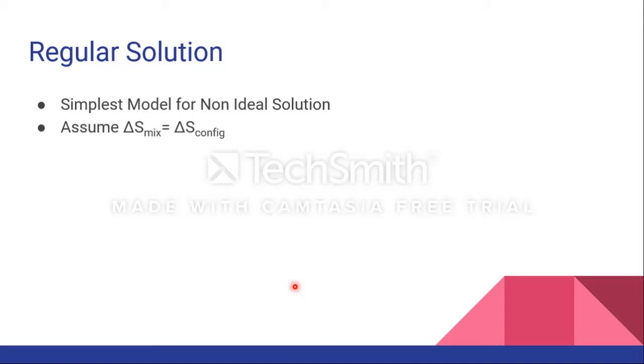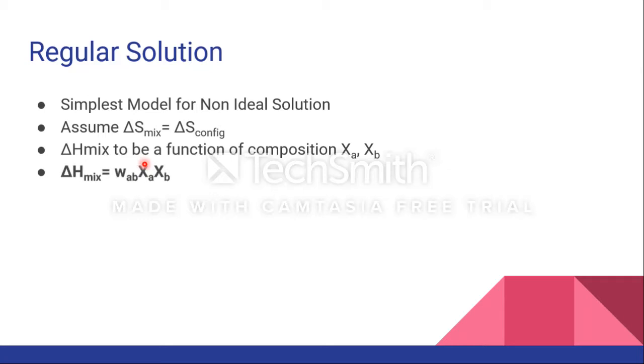So it still assumes that the delta S of mixing is equal to delta S configuration, which is the same as what we took in the ideal solution model. But the only difference is that we also assume that the delta H mixing is non-zero and a function of the composition. So the delta H of mixing is taken to be a constant W times the product of the mole fractions. And this W can be either negative, positive, or even 0.